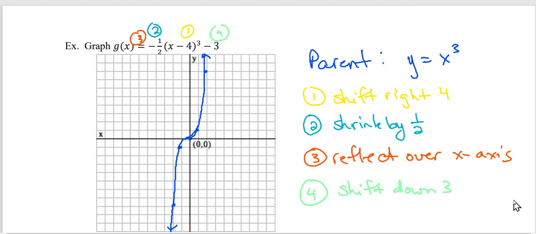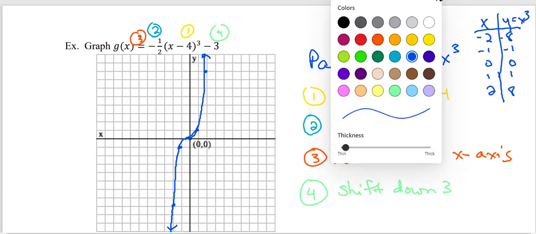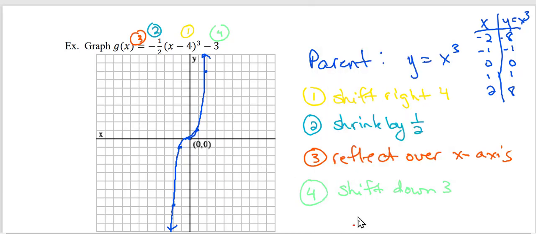Okay. I'm going to start with those key points that we had. Remember, in our original function, y equals x cubed, -2, -1, 0, 1, and 2. Those became -8, -1, 0, 1, and 8 when we cubed them for our y values. Let's start with the origin point here. Let's shift it right 4 spaces. 1, 2, 3, 4. So we're here at 4, 0.